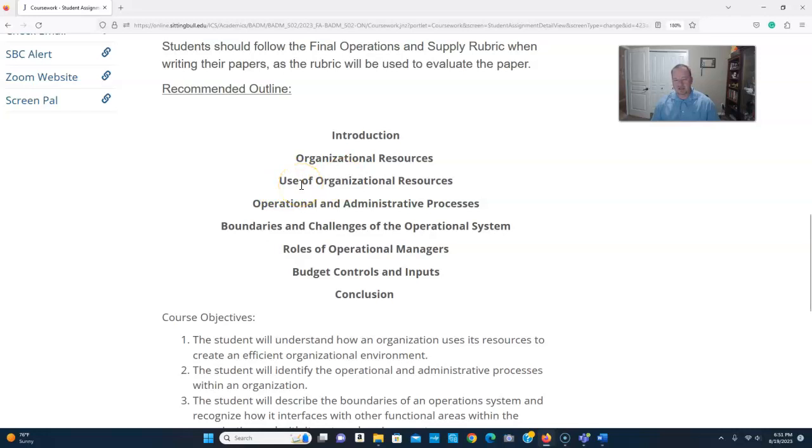Operational administrative processes that you're aware of. Is there a procedure manual? Kind of give me an overview of what you know. I understand some of you won't have access to all this information, but I'd really like you to provide me an overview. Then I want you to talk about the boundaries and challenges of the operational system or systems.